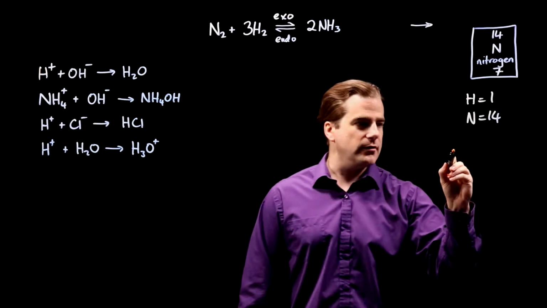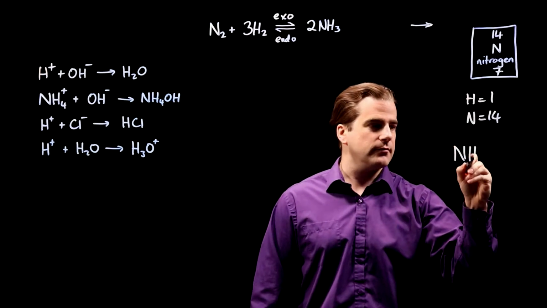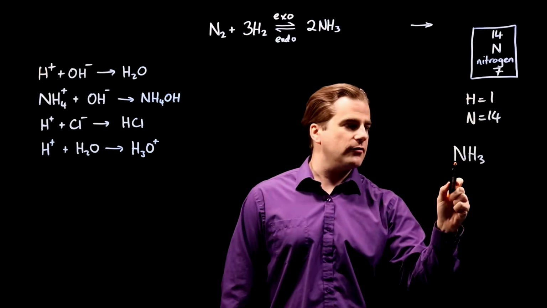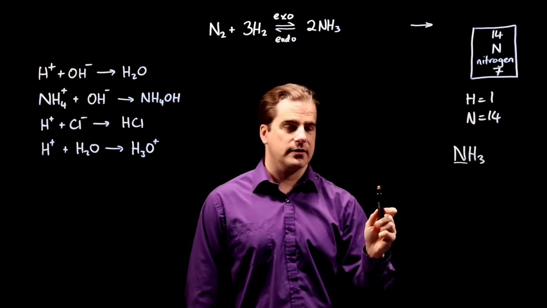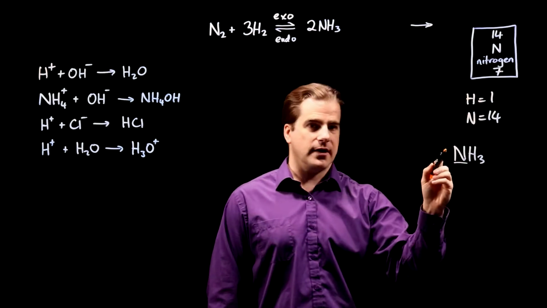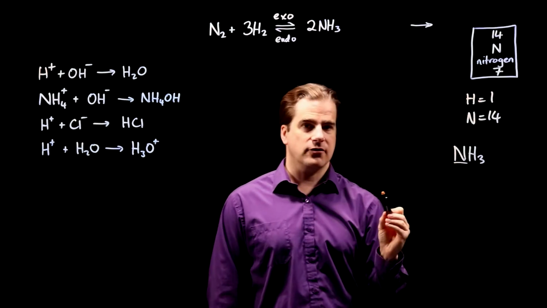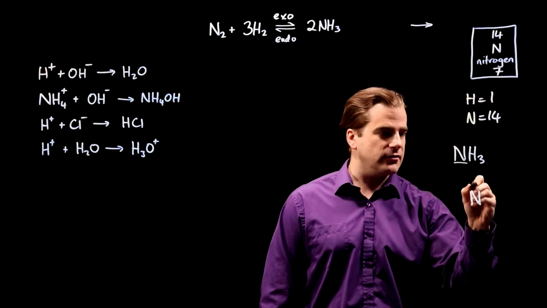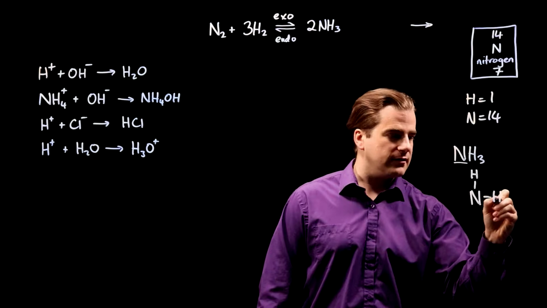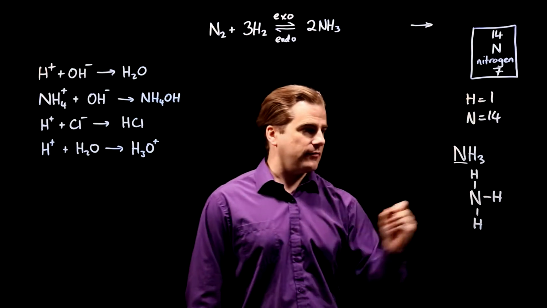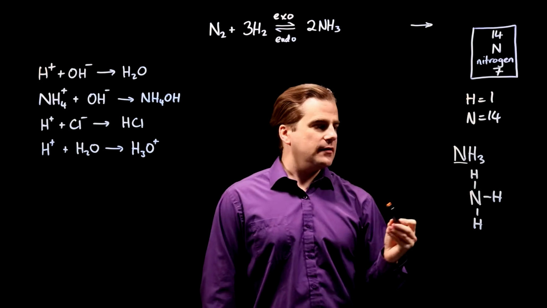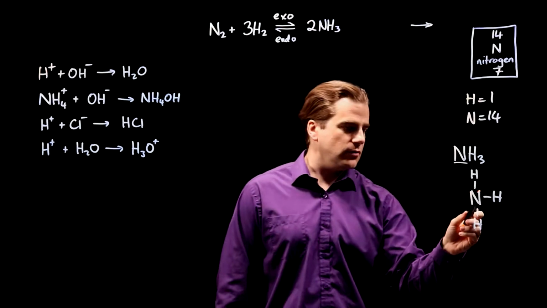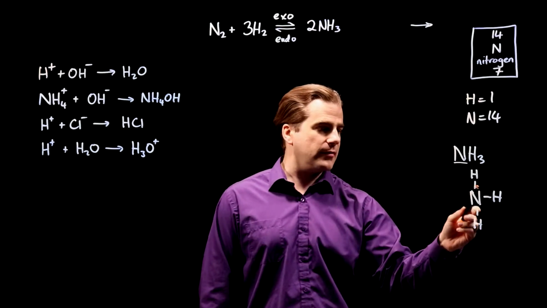So, ammonia is NH3. Okay? And they want the percentage by mass of the nitrogen out of the whole thing. So NH3 means there's one nitrogen atom and 3 hydrogen atoms. It looks like this. Nitrogen with 3 hydrogens bonded to it like that. That's an NH3 molecule.